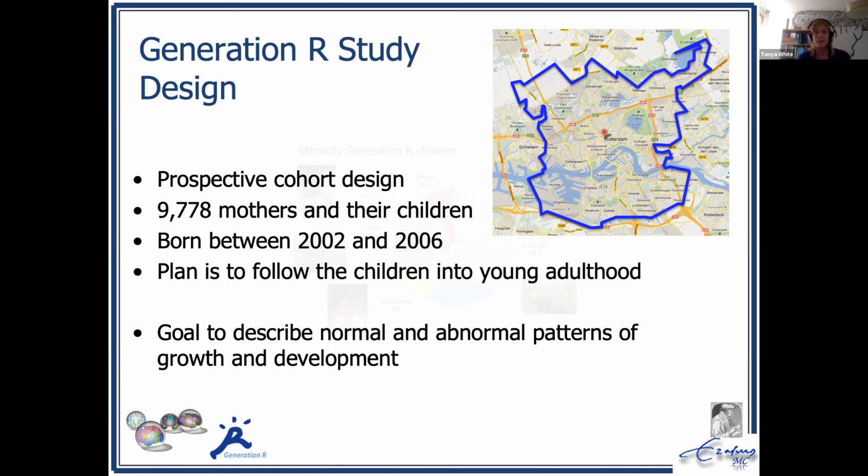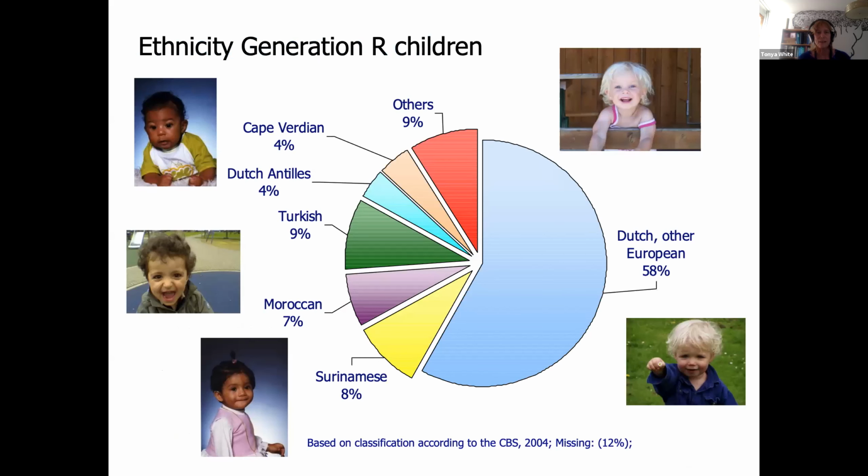So Rotterdam, I live in Rotterdam, the Netherlands, and the ethnic diversity of the children in our study is quite diverse, in terms of children and families from many different, I'll say national origins, because ethnicity is perhaps something different. A lot of different national origins, and about 58% are Dutch and other European.